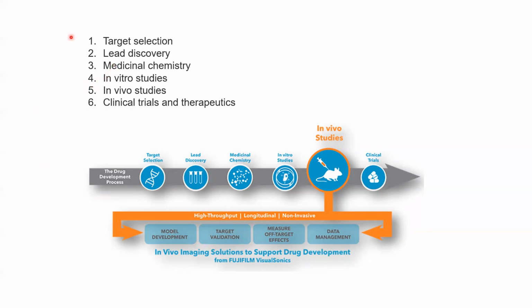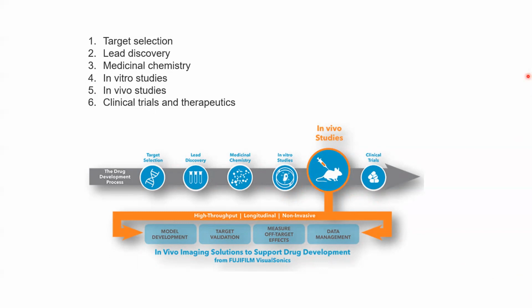The first 2 or 3 stages comprise the drug development process. The first important phase of the drug development process is the target selection. Then the lead discovery, medicinal chemistry, in vitro studies using bacterial cultures or cell lines, then in vivo studies using animal models, then we go to the clinical trials. The in vivo studies are very important for model development, target validation, measurement of the target effects, and also for data management.